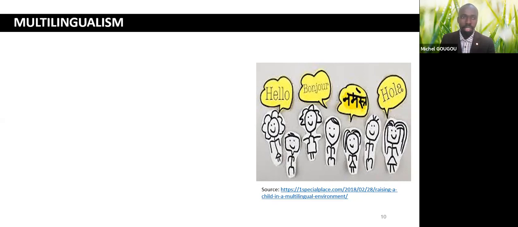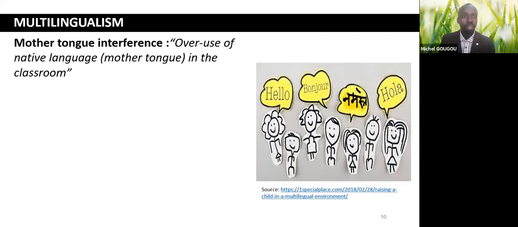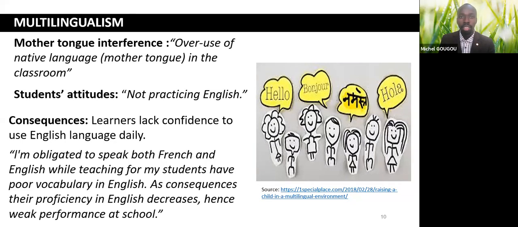Okay, I see that you're very active. Congratulations, continue. Thank you. Okay, our findings: we have the question of mother tongue interference, the overuse of native language, mother tongue, in the classroom, and also the students' attitudes, not practicing English in the classroom and when they are in their communities. As consequences, learners lack confidence to use the English language daily.